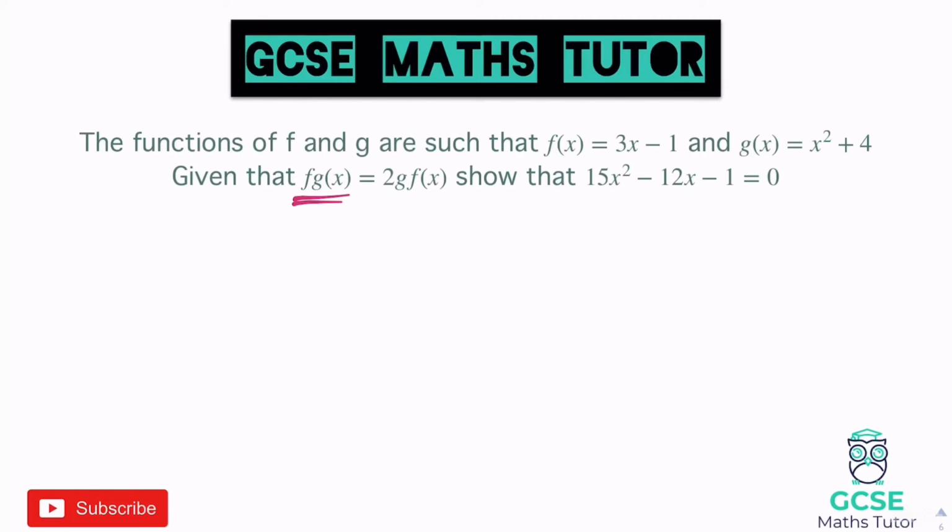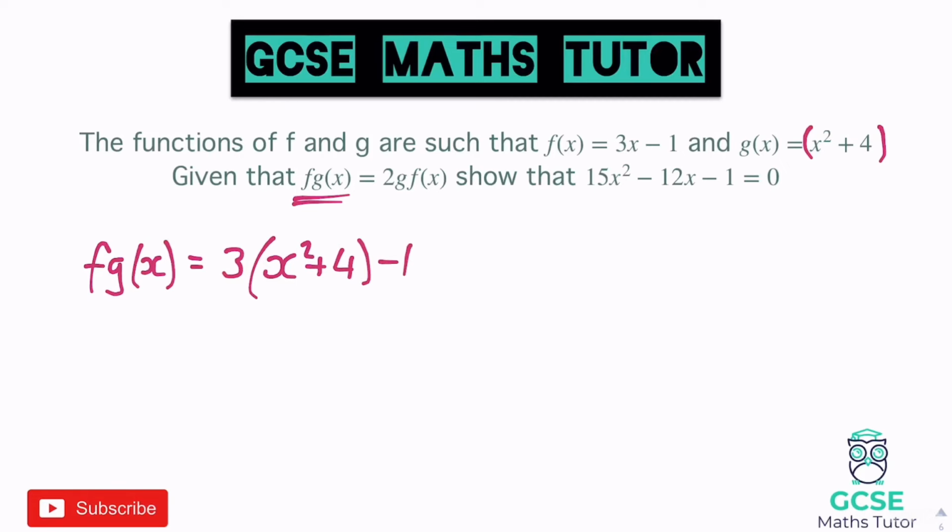So that's putting g into f. So we'll put a bracket around g, and we'll put that in place of x in the f function. So we have 3 lots of, and let's just write this down. We're looking at f g x at the moment. And that's going to equal 3 lots of the x squared plus 4, and then take away 1. So if we simplify all of that, let's see what we get. We get 3x squared.